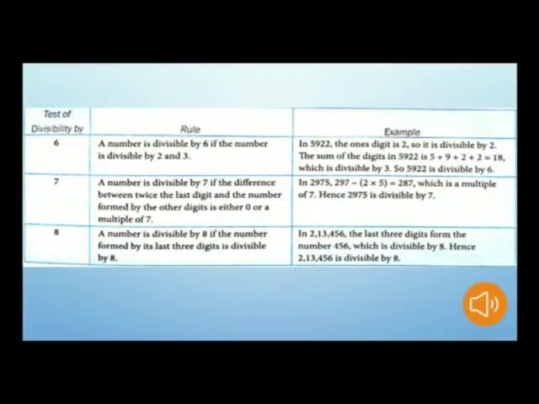Now let's see divisibility test by 8. A number is divisible by 8 if the number formed by its last three digits is divisible by 8. As you can see in an example, in 2,13,456, the last three digits form the number 456, which is divisible by 8. Hence, 2,13,456 is divisible by 8.